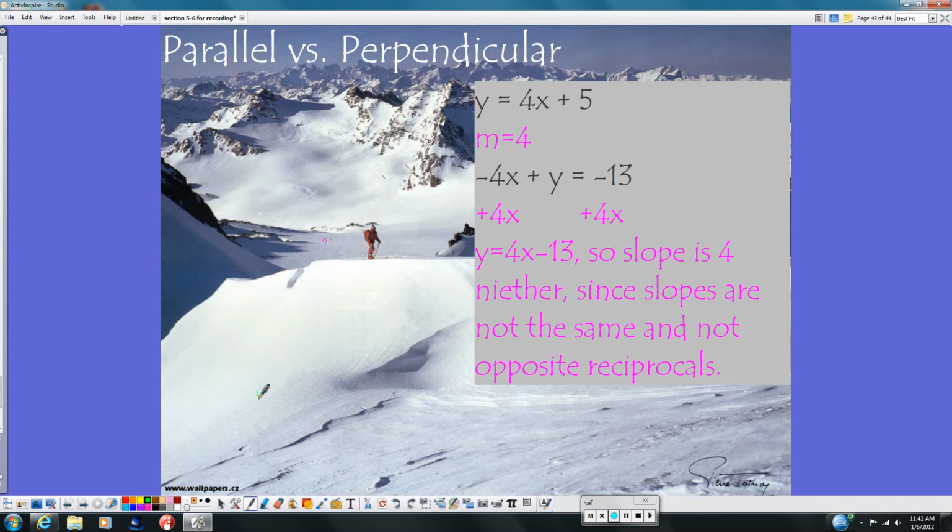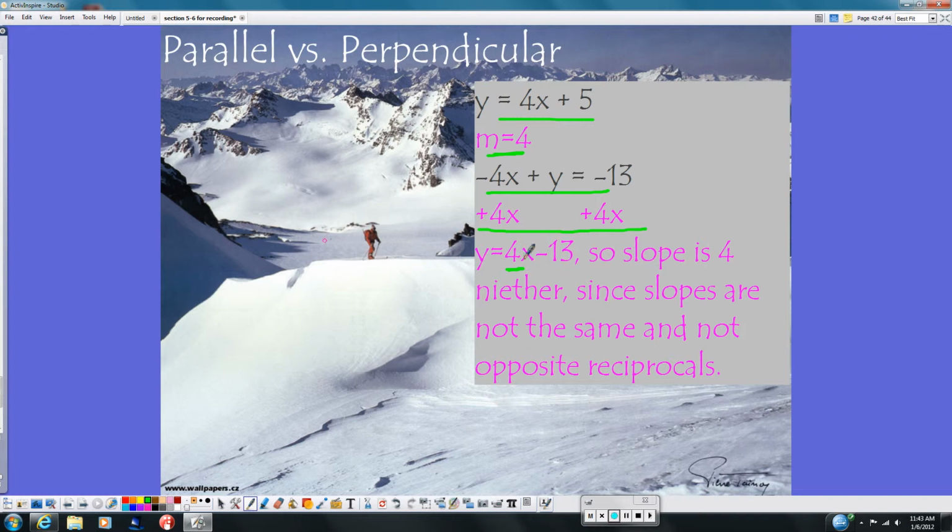A final example, we have y equals 4x plus 5 as our first equation, and 4x plus y equals negative 13 as our second equation. The first one's in slope-intercept form, easy to pick out our slope of 4. The second one we're going to need to get in slope-intercept form, so we add 4x to both sides. We have y equals 4x minus 13, so our slope is 4.